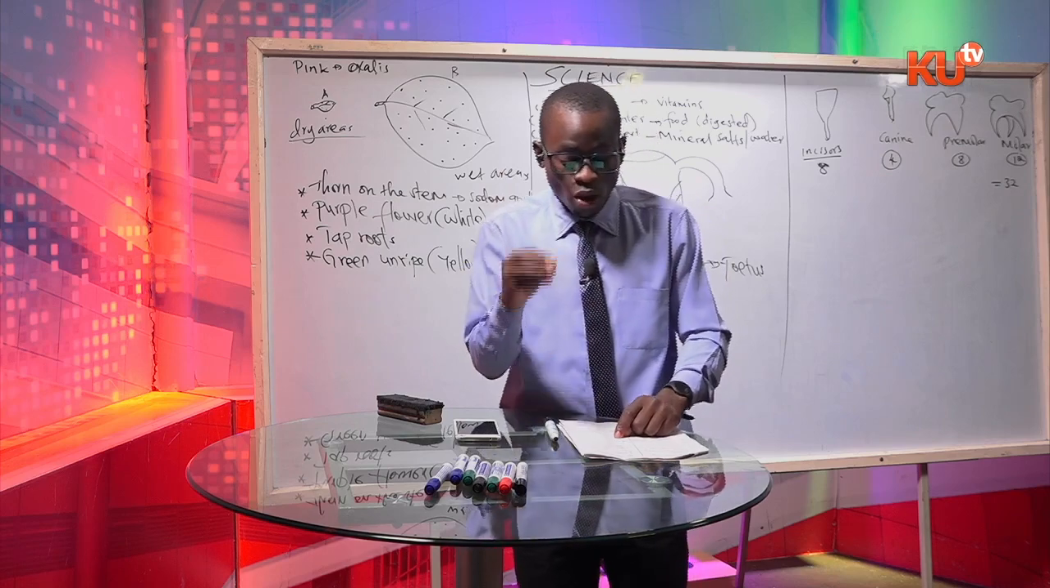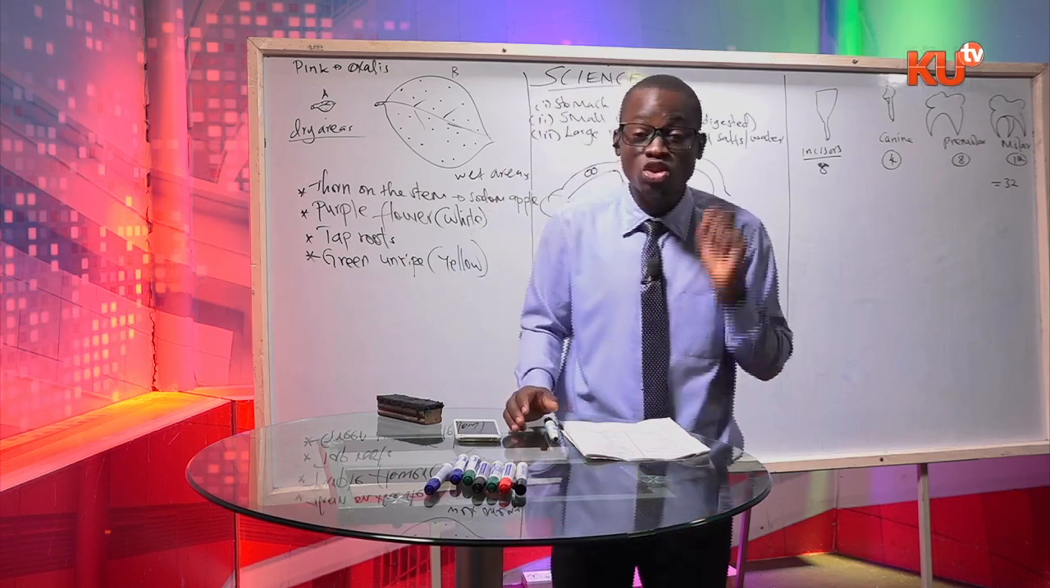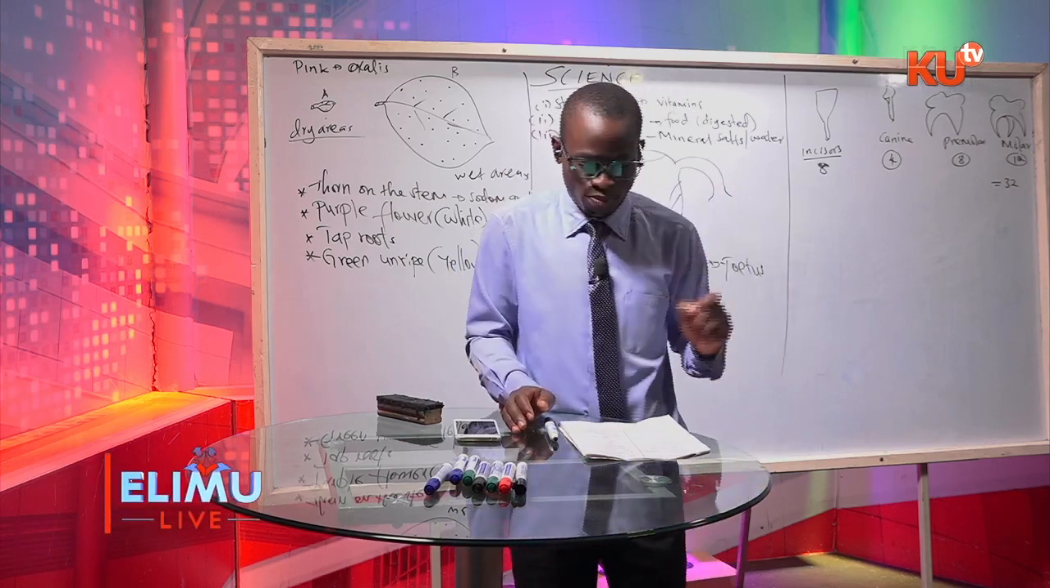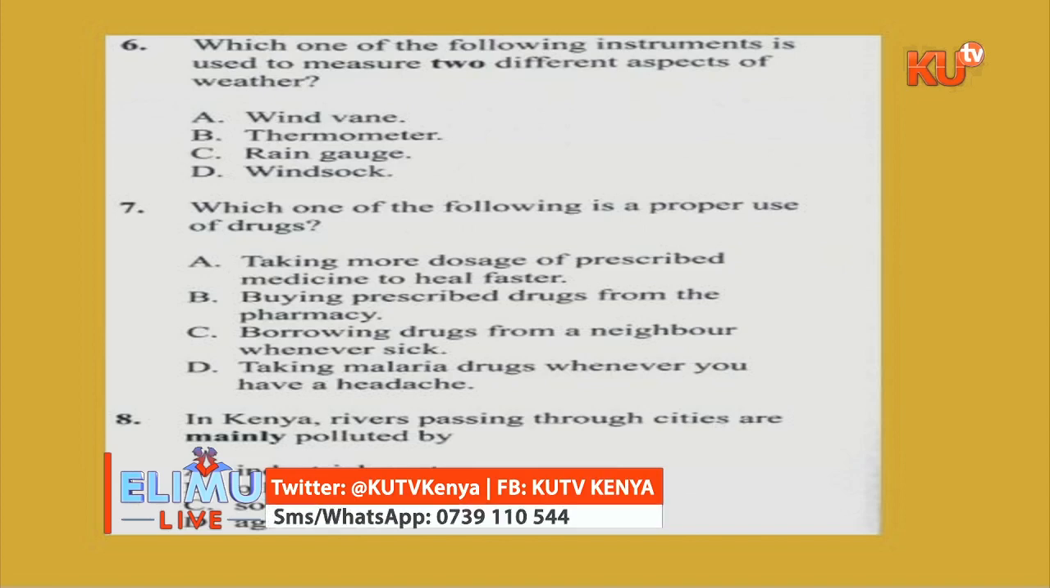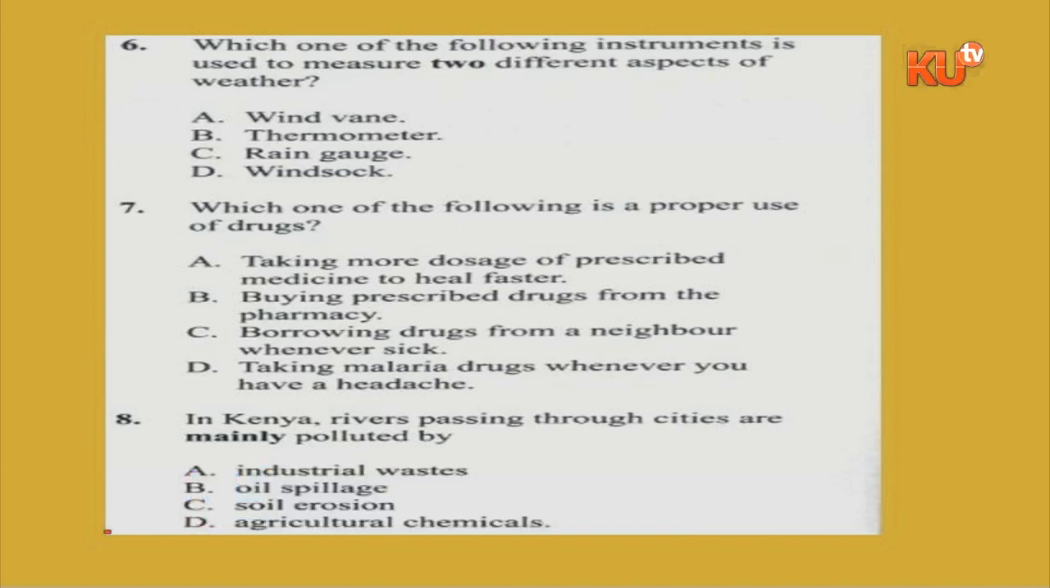So boys and girls, the correct answer for question number 7, 2021 KCPE, was boy, as we wait for the directive from the NEC. Boys and girls, remember, we are still waiting for the report from the NEC so that we are able to tell the correct answers and analysis of our science paper correctly. But boys and girls, question number 7, the correct answer was boy.